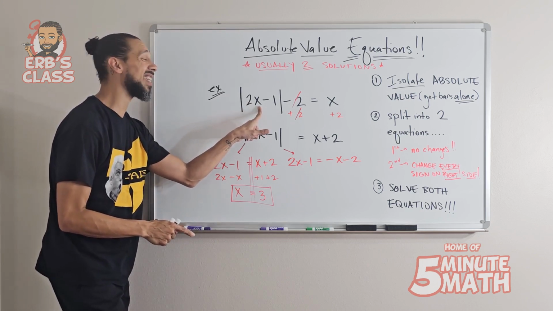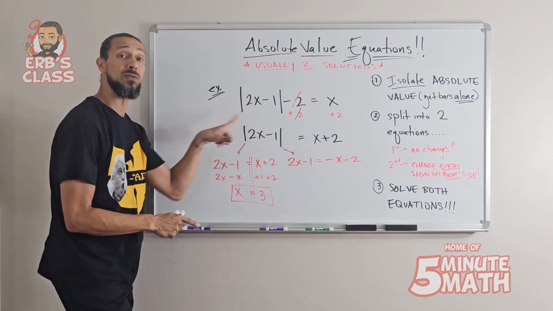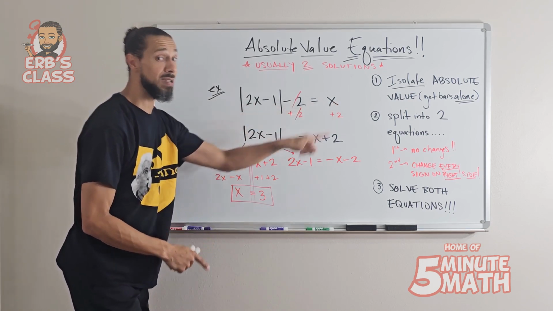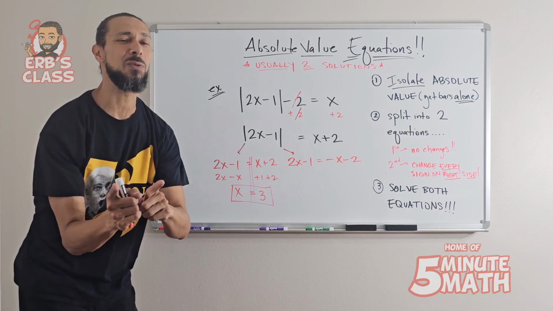2 times 3 is 6. 6 minus 1 is 5. The absolute value of 5 is 5. 5 minus 2 is 3. X was 3. 3 is good. Let's see if the other one works.